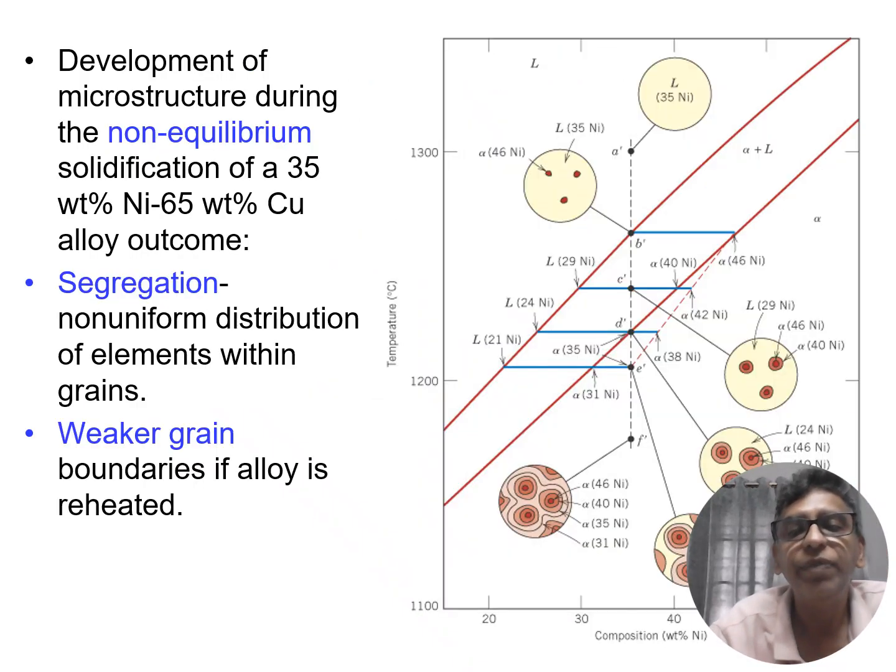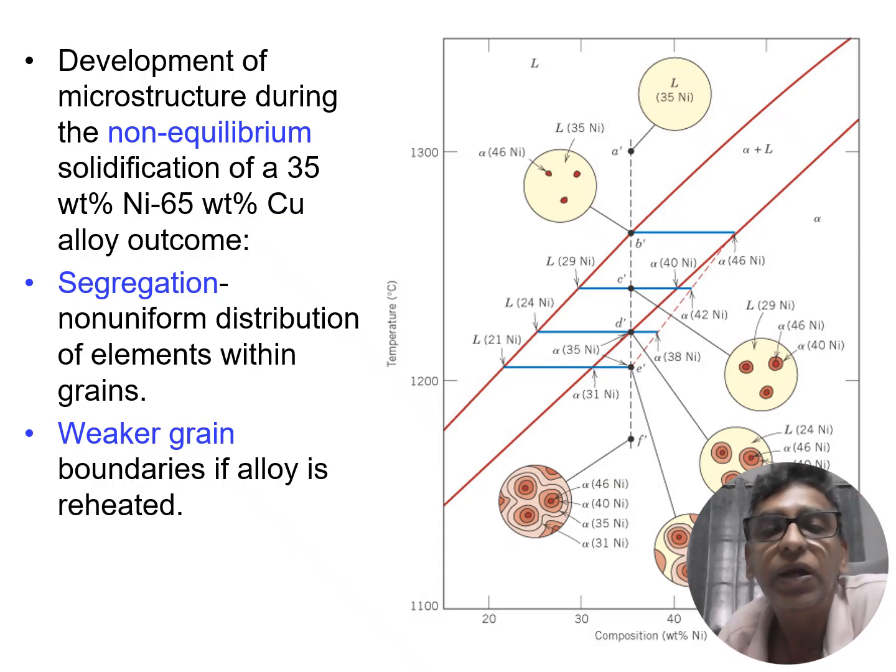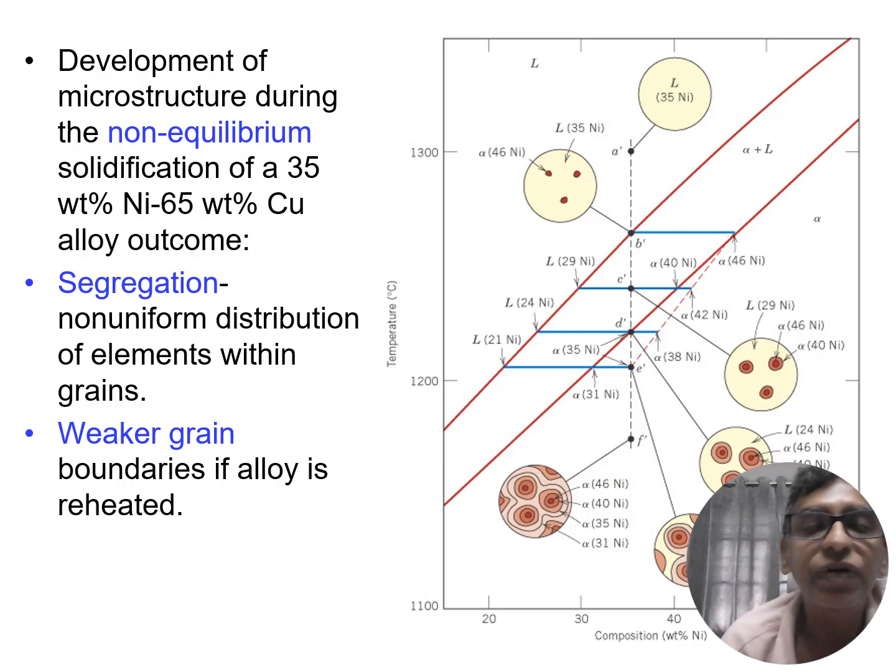The development of microstructure during the non-equilibrium solidification of a 35% nickel and 65% copper alloy results in segregation, non-uniform distribution of elements within grains, and weaker grain boundaries if the alloy is reheated.